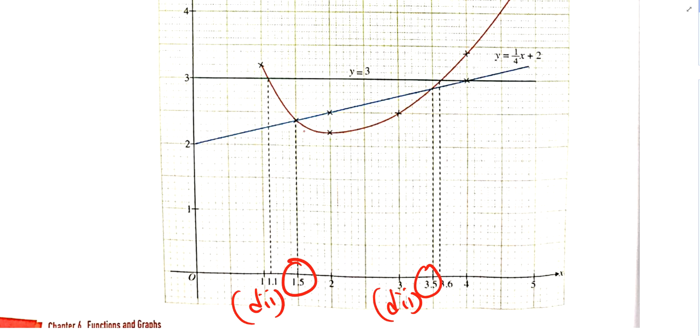Now, what do the intersection points here give us? This 1.5 and this 3.5 for the equation of this curve and the equation of the straight line. What are we actually finding? What are we doing? Solving what kind of equation? Simultaneous equation. Every time we have an intersection point, it is a simultaneous equation, okay?